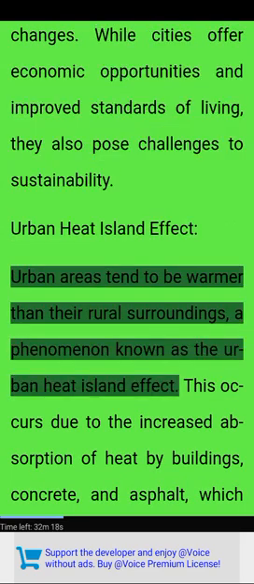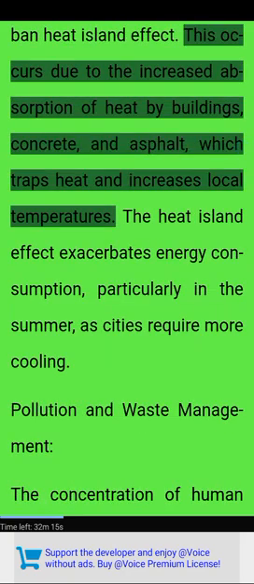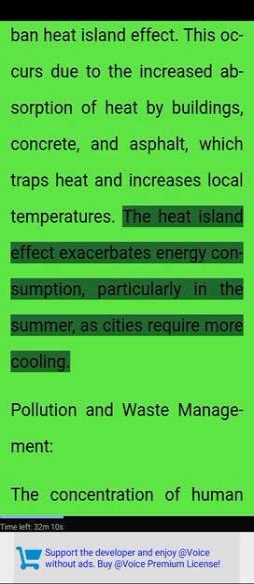Urban heat island effect. Urban areas tend to be warmer than the rural surroundings, a phenomenon known as the urban heat island effect. This occurs due to the increased absorption of heat by buildings, concrete, and asphalt, which traps heat and increases local temperatures. The heat island effect exacerbates energy consumption, particularly in the summer, as cities require more cooling.